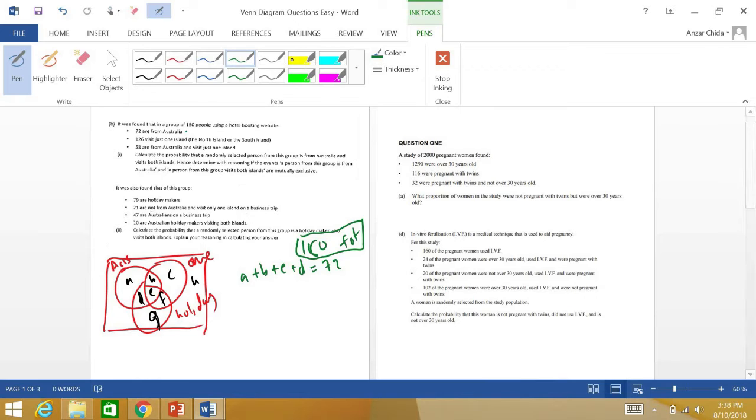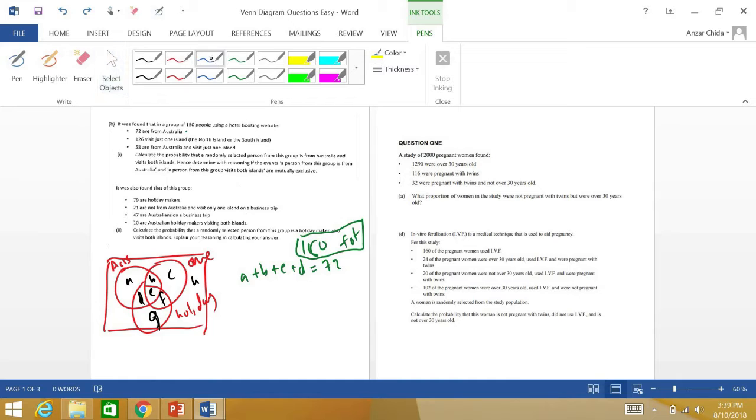So all of these four have to count, right? They're all Australians. Different types of Australians, but they're all Australians. These are just Australians. They don't go on one island or holiday. These are Australians who go on one island. These are Australians who go on... But notice I'm always saying the word Australian, and therefore it is important that we include all of those four.